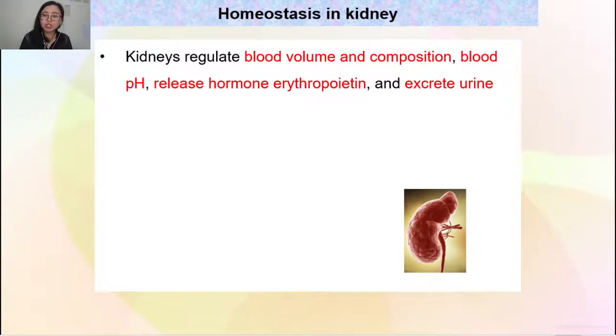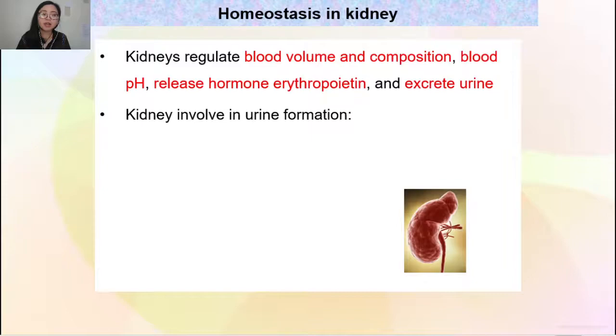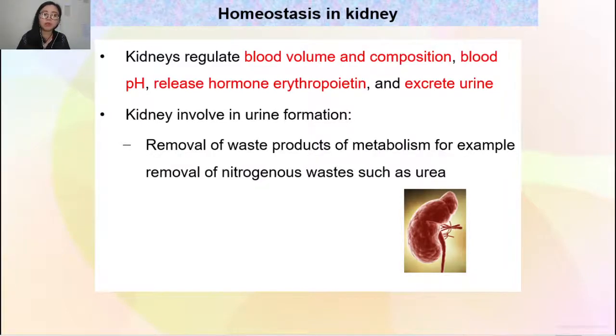Kidneys will function to regulate your blood volume and composition, your blood pH. They release the hormone erythropoietin, and they excrete urine. The kidney is involved in urine formation, in which they will remove waste products of metabolism. For example, they will be involved in the removal of nitrogenous waste such as urea. In addition, the kidneys also function to maintain the water balance in the organism.